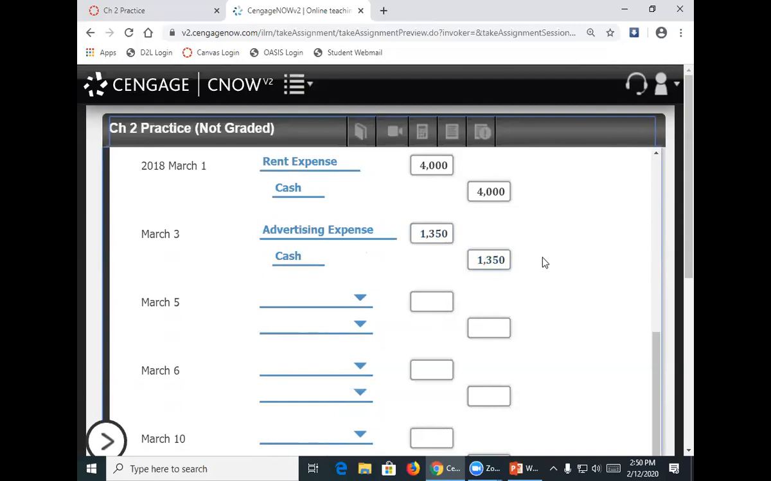Another little tip or trick: expenses, as you can see as we journalize, are always increasing, so they're always debiting. You can't really decrease an expense, it's an expense incurred. For now, until we close accounts in another chapter, every time you have an expense, it's always a debit. So when we pay those expenses, it's always a credit to cash.